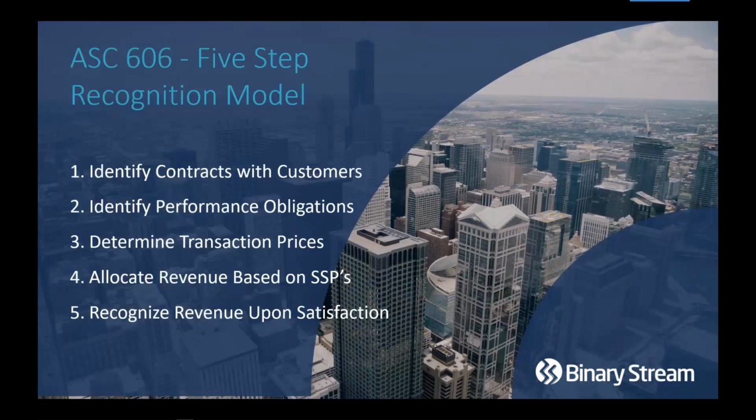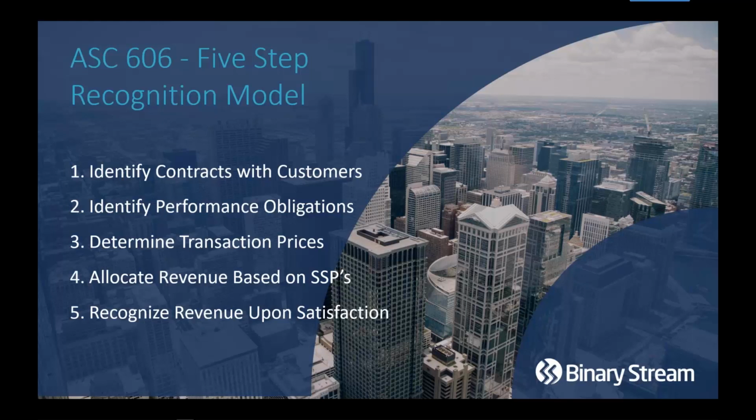So let's look at the 5-step recognition model. This is still in place despite the evolution of the standard. Basically, you want to identify what is an actual contract with a customer. You might have 2 or 3 contracts. Are they essentially one contract, for example? Or is it even a contract? We'll talk about that a little bit. Then once we have the contract identified, what are the performance obligations? What do I have to do as a company in order to satisfy this contract and be able to recognize the revenue that I want to recognize?